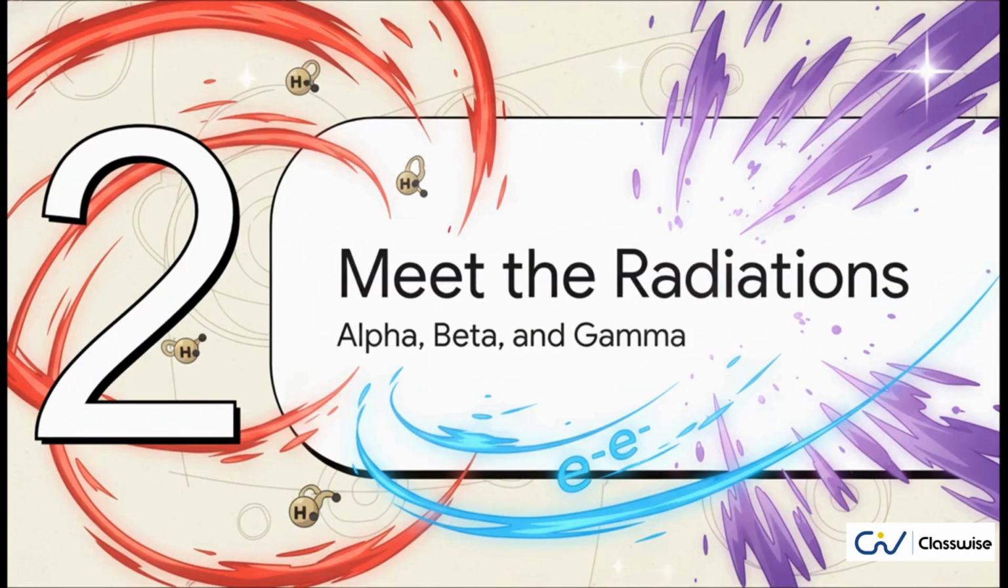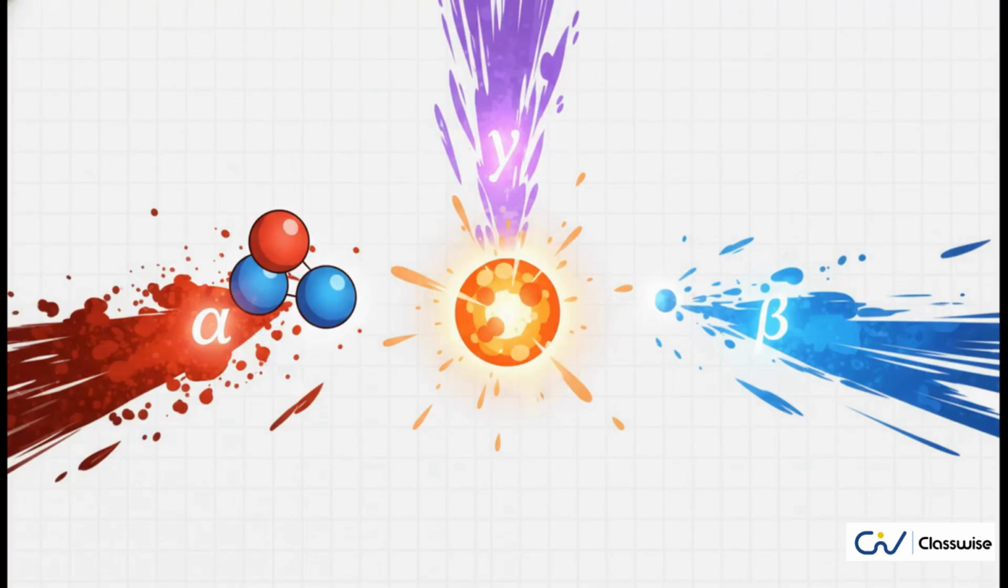So, when a nucleus goes through this decay, what's it actually spitting out? Well, it turns out there are 3 main types of radiation, kind of like the main characters in this atomic drama. Let's meet them. So we've got alpha, beta, and gamma. Now, you really got to know that each one is totally different from the others. Getting a handle on what makes them unique is the key to understanding this whole process.